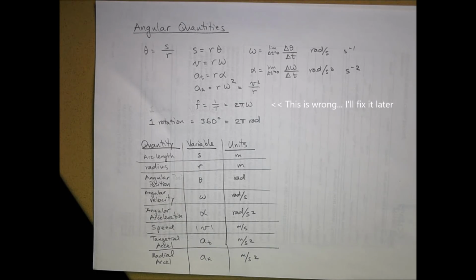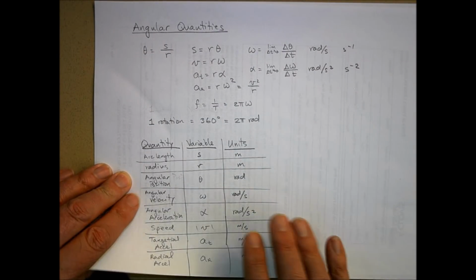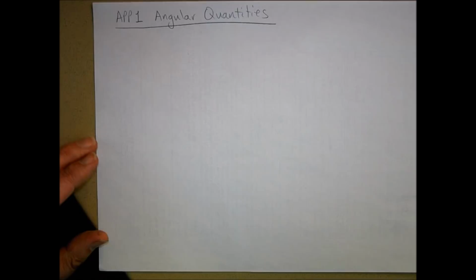And it's very similar to what we did when we talked about translational motion, right? When we dealt with translational motion, we dealt with position, change in position or displacement, velocity, acceleration. We're going to deal with all that stuff, but instead it's going to be angular position, angular velocity, angular acceleration. And they have their own units, and there's a few equations. So let's get started on that.